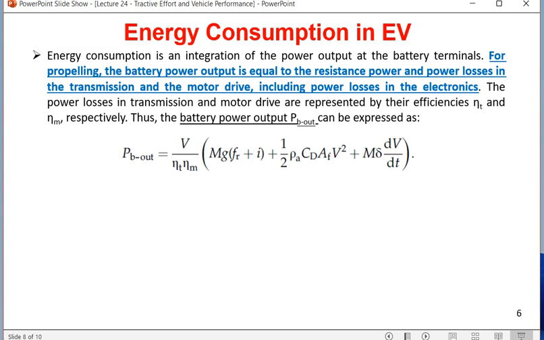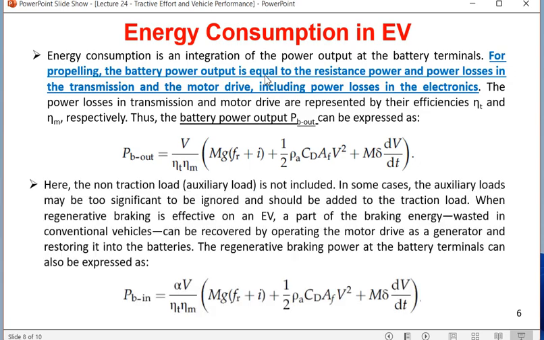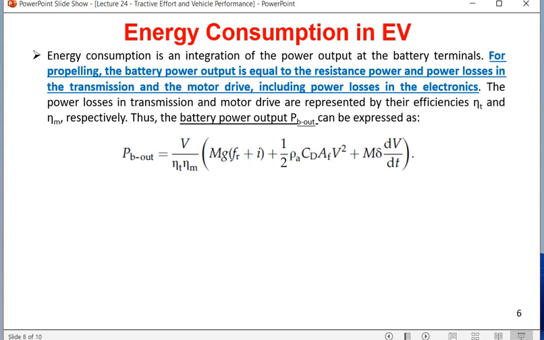So energy consumption is actually a time integration of the power. For propelling, the battery power output, PB output, is equal to the resistance power and power losses in the transmission and the motor drive, including the power losses in the electronics. So this is the net power, overall power generated. These are the losses, though they are given as positive, they actually get subtracted from this m delta dv dt and then get multiplied with v by eta. That is actually the net power for propelling the vehicle.